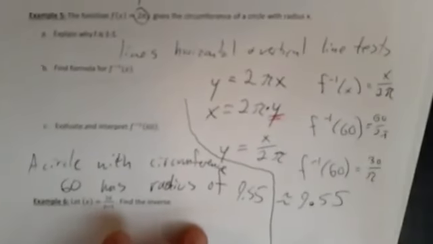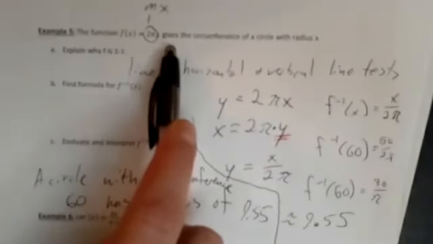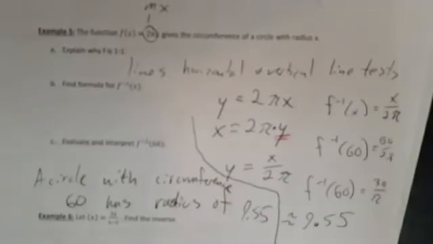So maybe one thing to take note of is that we're actually swapping our x's and y's. So if this solves for circumference and this was our radius, if we do the inverse, this is our radius and this is our circumference. So those things swap around.